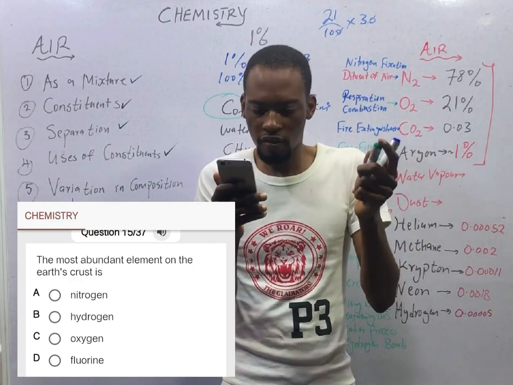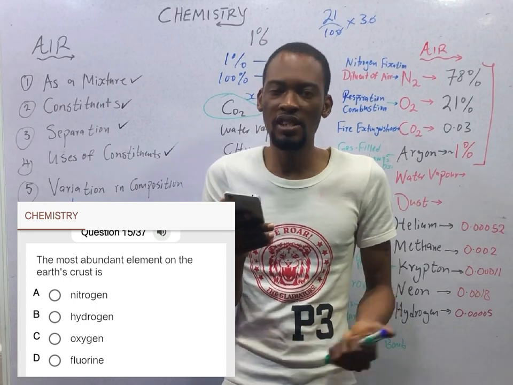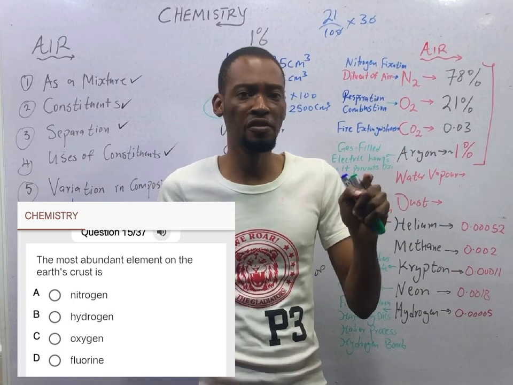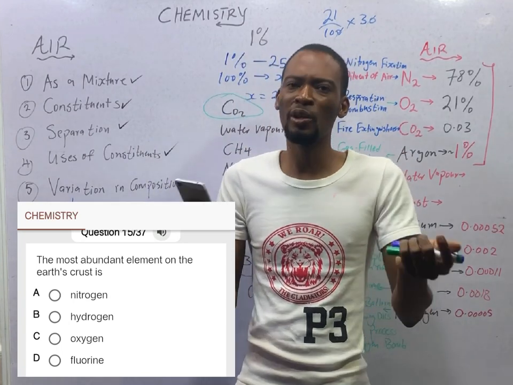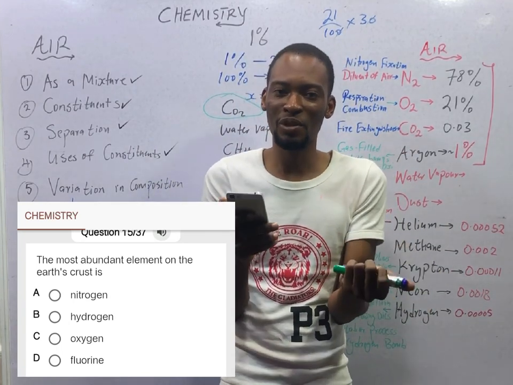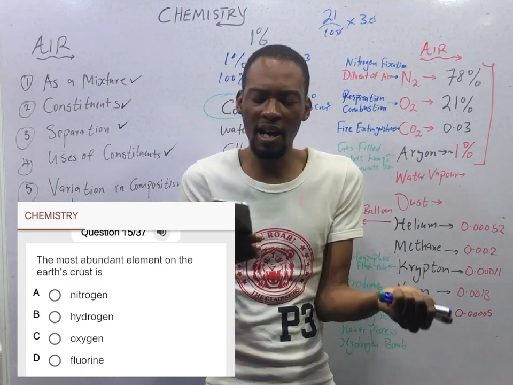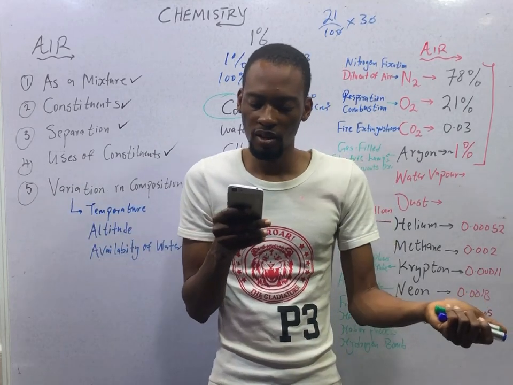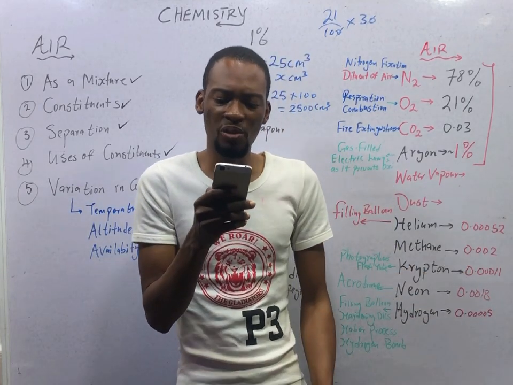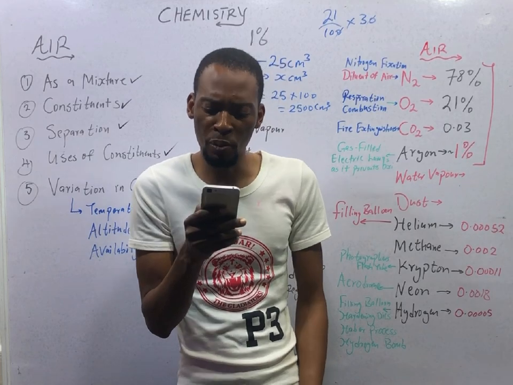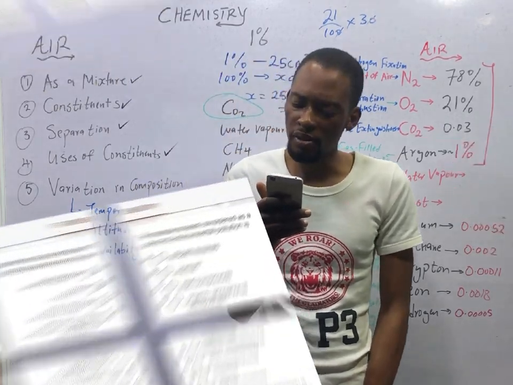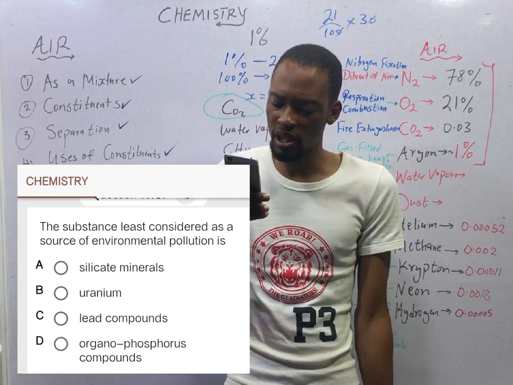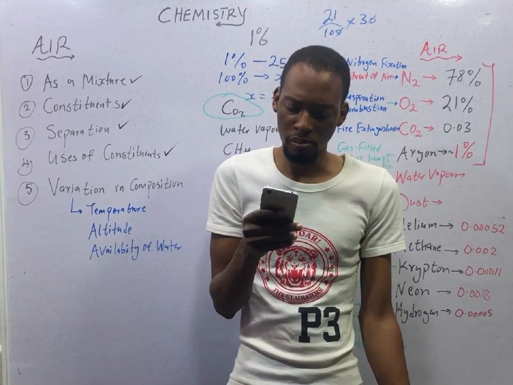That is about 46.6%. Silicon is the second most abundant element, about 27.7%. Then aluminium follows, about 8.1%, followed by iron, calcium, sodium, and potassium. Of all the options, silicate materials are least considered as sources of environmental pollution, because they are harmless to man.